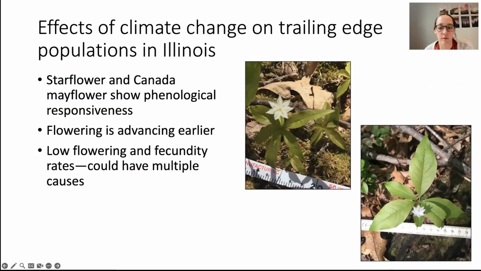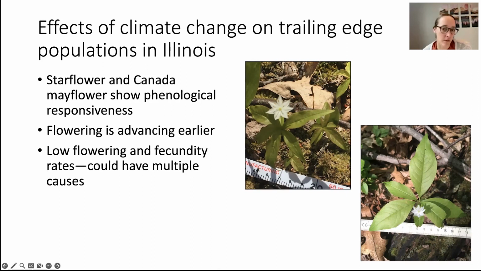So to sort of sum up, both Starflower and Canada Mayflower show phenological responsiveness, and that can certainly be a good thing, right? Having some sort of plasticity to deal with changing environmental conditions generally seems like a good thing. Not opening your flowers up when it's freezing out and opening them up when it's warm and there may be pollinators is definitely a better idea. But the temperature is likely negatively affecting seed set. I don't know if it's temperature, I don't know if it's water stress, or both. But like I said, other boreal species have shown decreased seed set in warm temperatures. So it's likely happening here too.